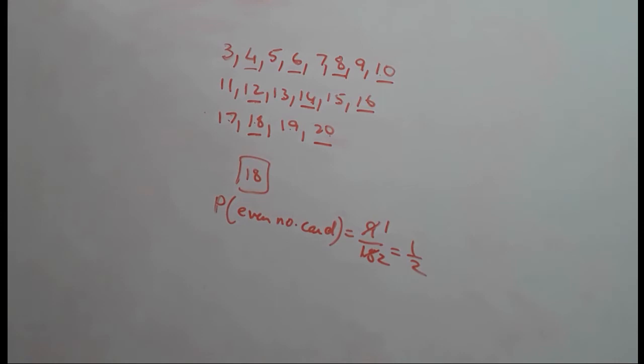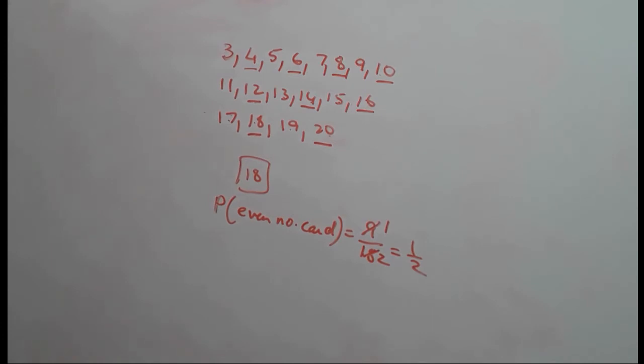So the probability of getting an even number card is half. Okay, so we solved the problem where we asked to find out the probability of taking out a card which is an even number. Okay, let's go to the next question, which looks similar to the one that we have solved.